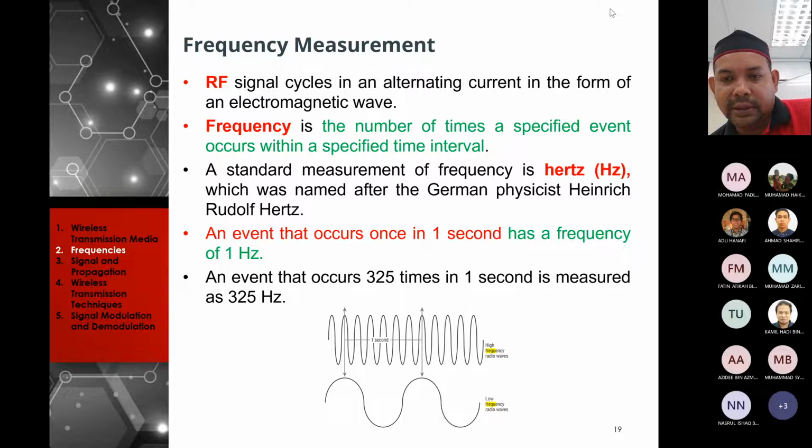Kalau dia daripada planet lain kita panggil dia megatron lah. Ni panggil megahertz. Okay, kalau dia 1 billion cycle dalam 1 second, 1 gigahertz.